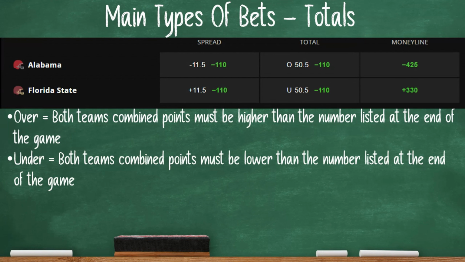And again, you see there is the point five there. That's just to eliminate any pushes. So no matter what happens, there's going to be an outcome, right? Either you're going to win or lose that bet. There's no possibility of a tie here.